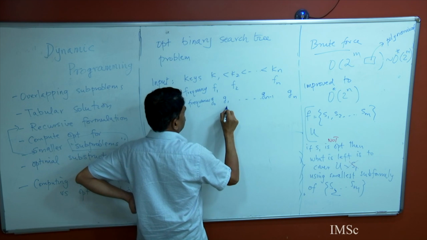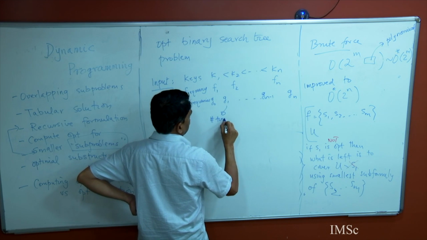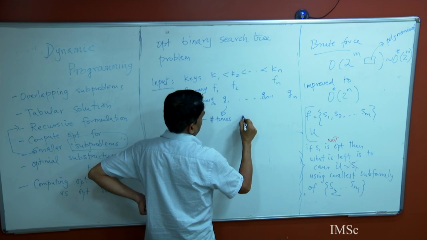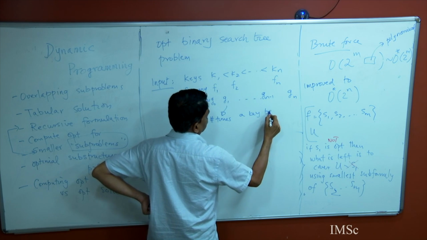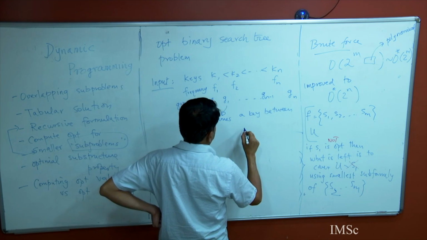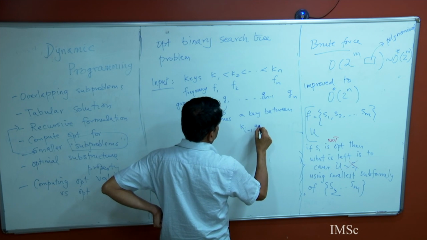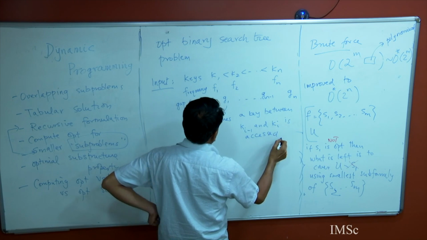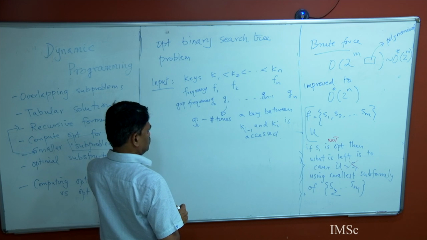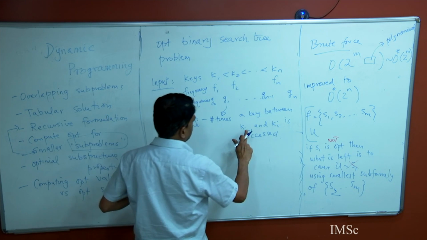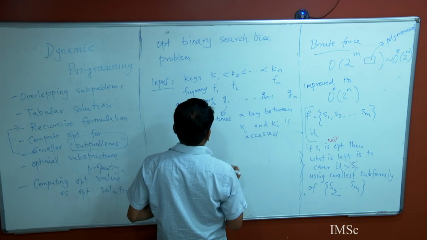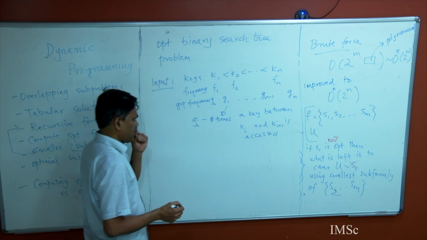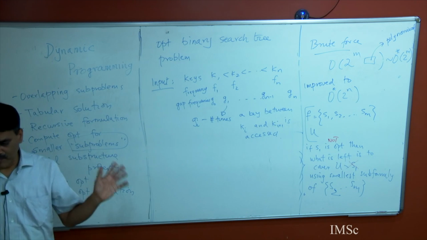So this is the number of times. Gi is the number of times a key between ki and ki plus 1 is accessed. No, ki and ki plus 1. We'll look at an example and then you'll get a picture.